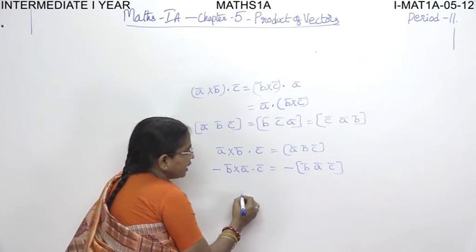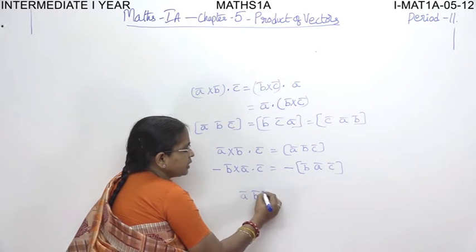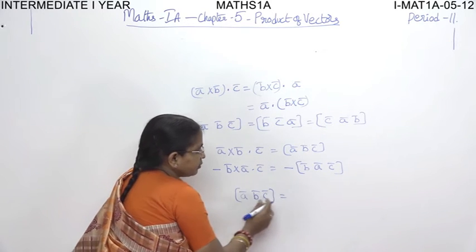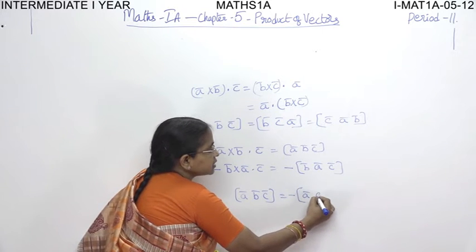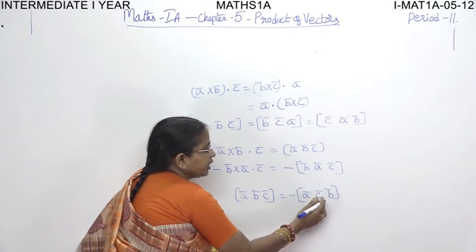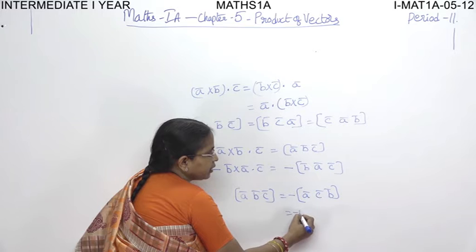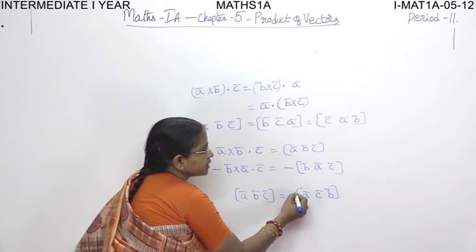So suppose that I have the box product ABC. Suppose I have to interchange these two. Then it will be minus of box ACB, like this. Again, if I interchange these two, I'll get minus 1 into minus 1.